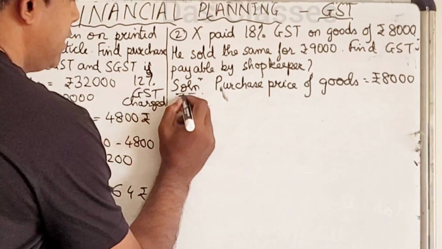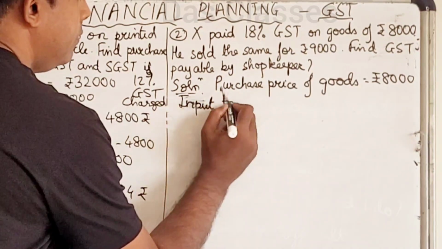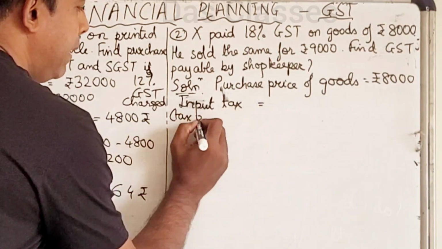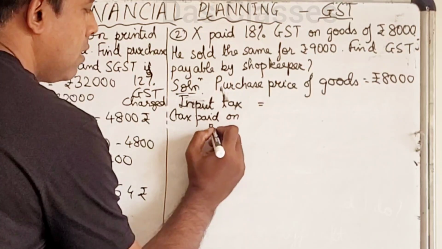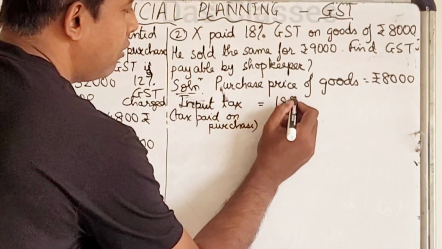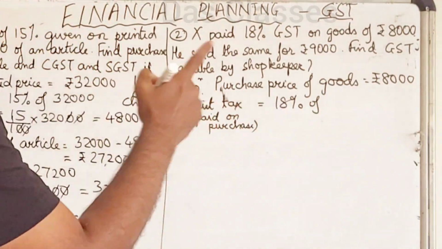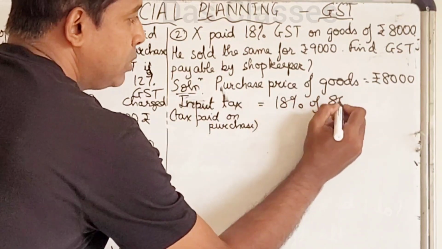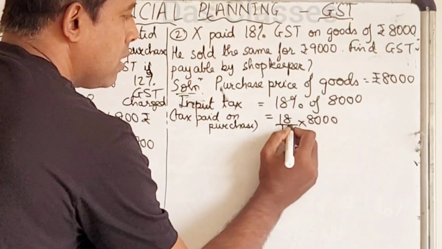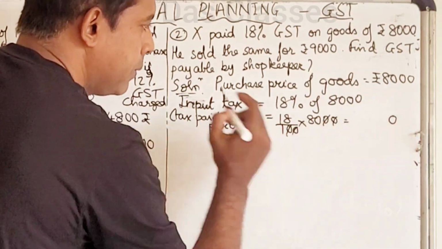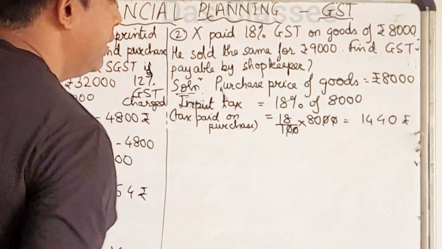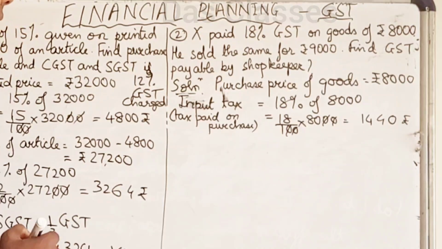So yeah, let's write it as input tax, that is, tax paid on purchase. The tax paid at that time is called the input tax. What's the rate given? 18% of the taxable value, the price, just like the sum we saw. So it's going to be 18% of 8,000. That comes to 18 upon 100 into 8,000, which is 1,440. And this is called the input tax.